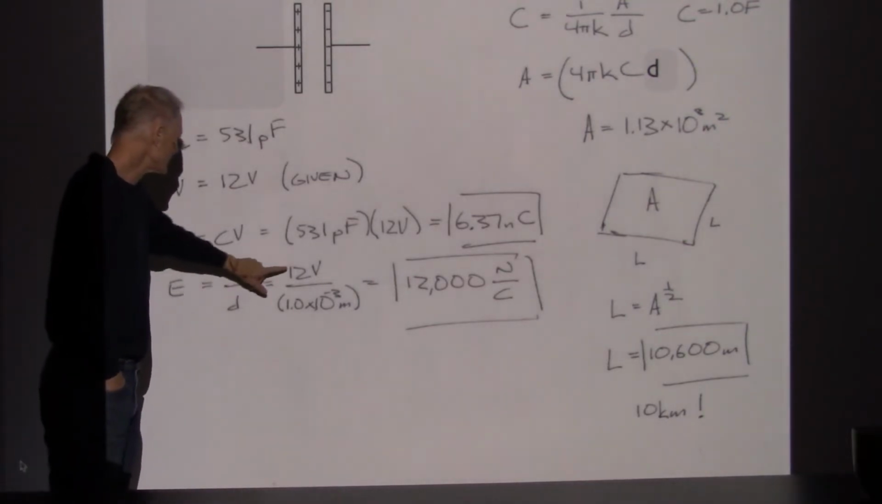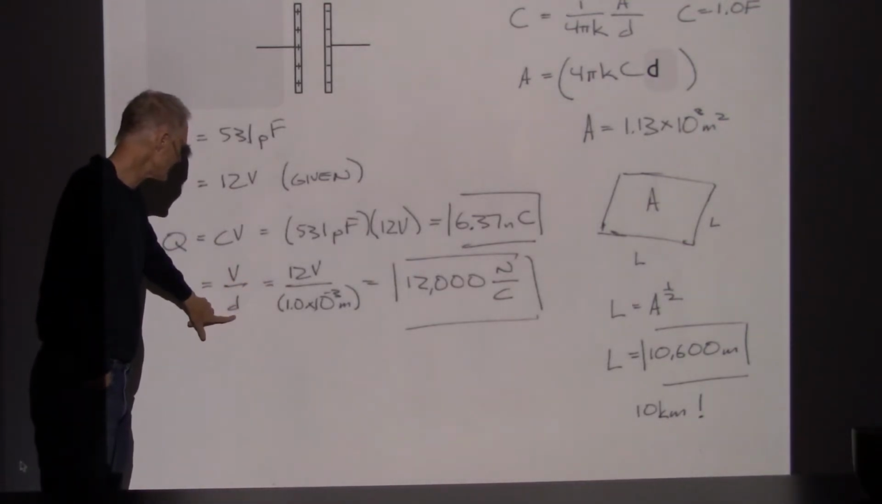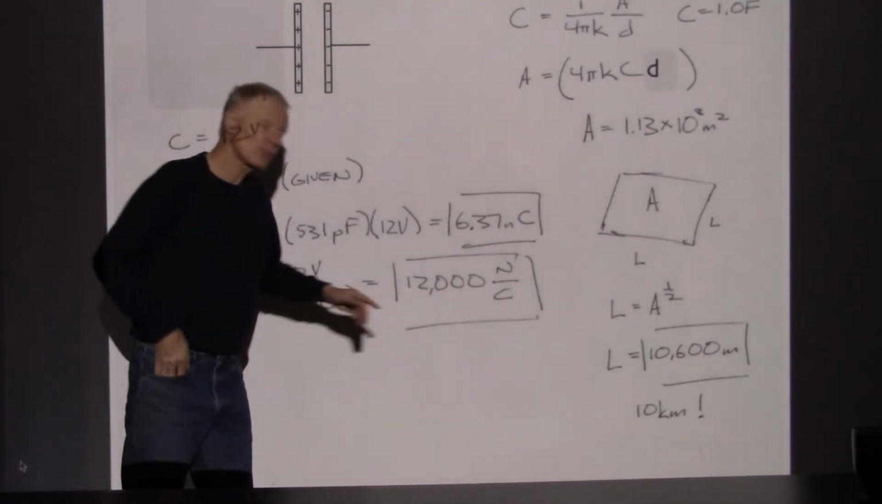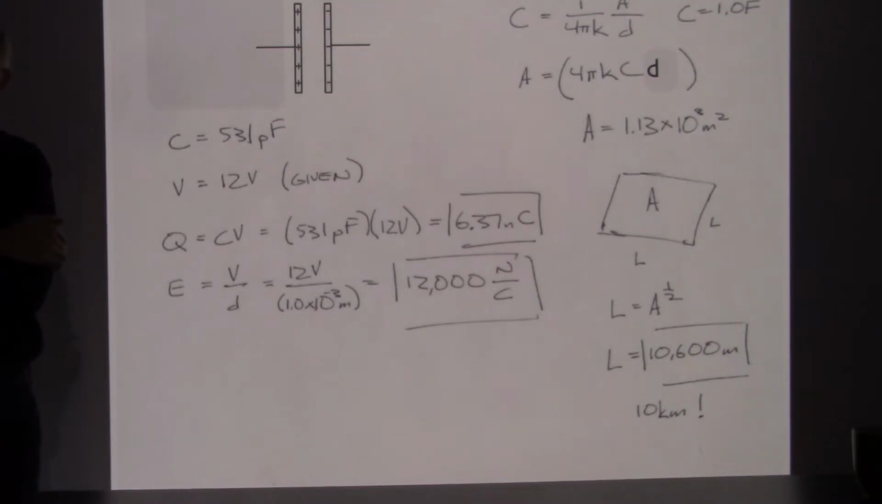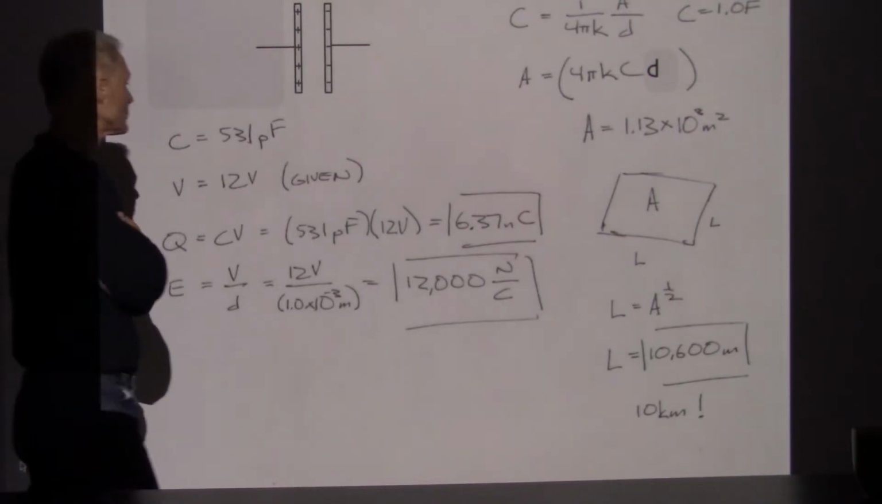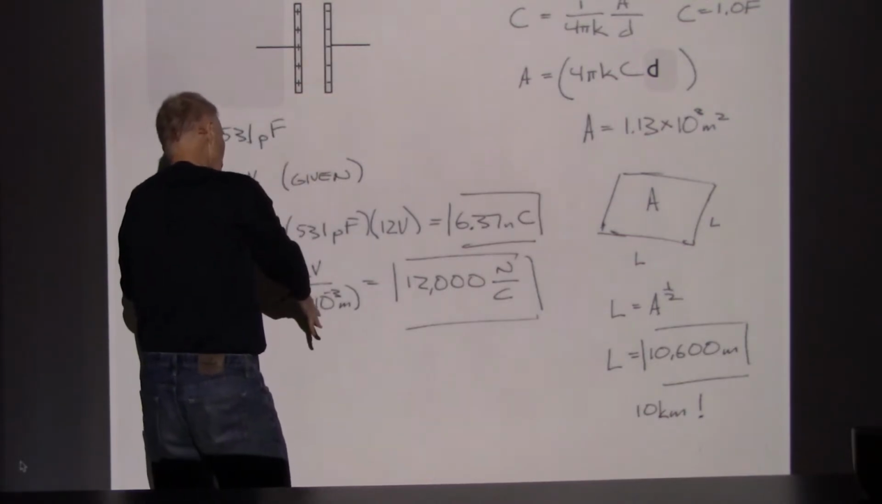And so I can take that 12 volts and divide through by that distance, and it says that the electric field I'm getting set up is going to be 12,000 newtons per coulomb. That's a pretty substantial electric field that we have between those plates of our capacitor. Okay, so this was the first setup.